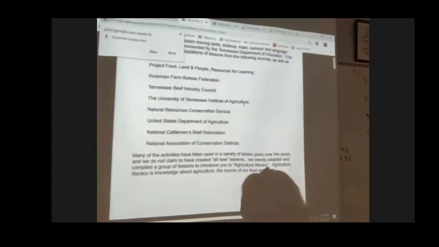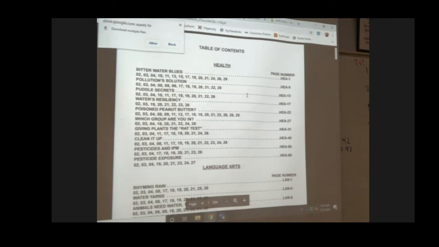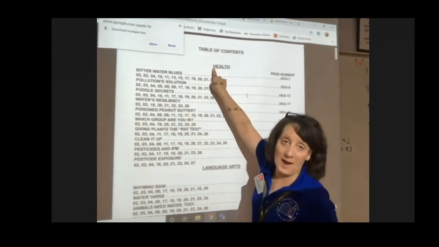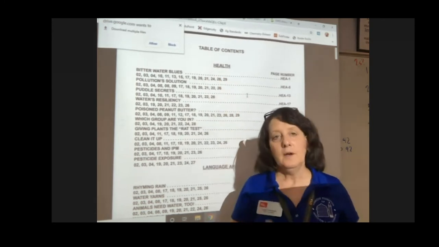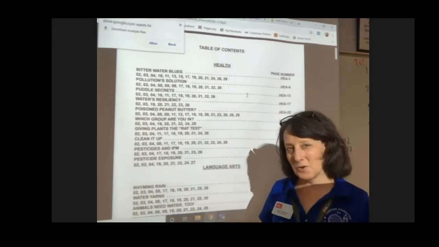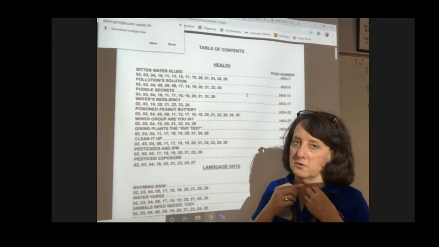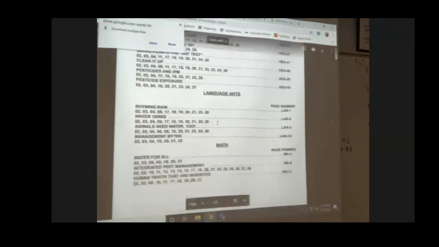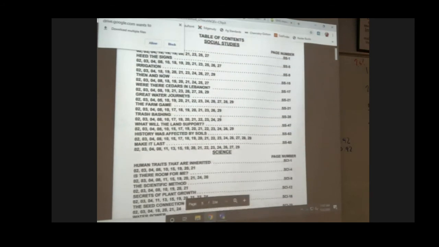Let me let Laura come on there where you can see that. With these 236 pages, this was the actual one that Tennessee Farm Bureau did. It's got all the lessons right here in the front, and it's divided by actual subject matter. Now, disclaimer, these little page numbers are accurate, but the standards that it's listed under may actually have changed over the years. This is getting a little bit older. But if you'll notice, it's got health, language arts, math, social studies, science, and then it goes into the activities.